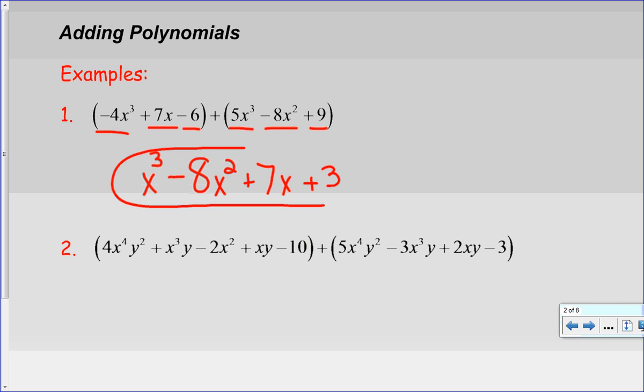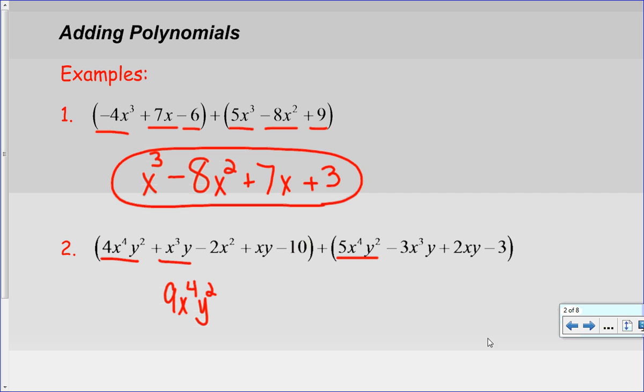As you can see, my answer is written in descending order, so I've added these two polynomials and the problem is done. In my second example, I'm adding these two polynomials, and you'll notice that some of my terms have multiple variables. For instance, my first term in each polynomial has x to the fourth y squared. These are still like terms since the variables and the exponents are the exact same. So when I combine, in this example to begin with, I'll get 9x to the fourth y squared.